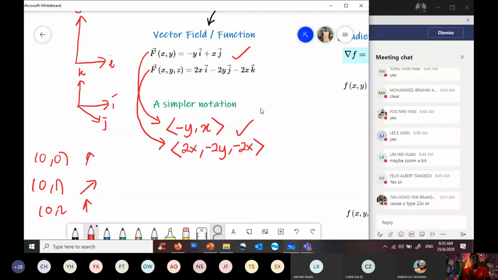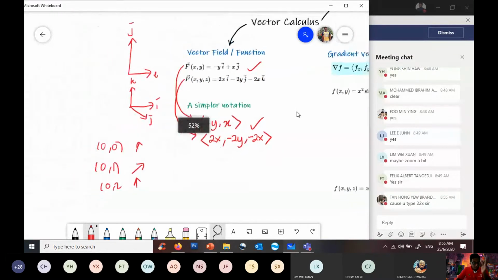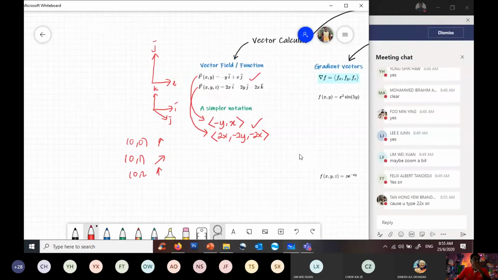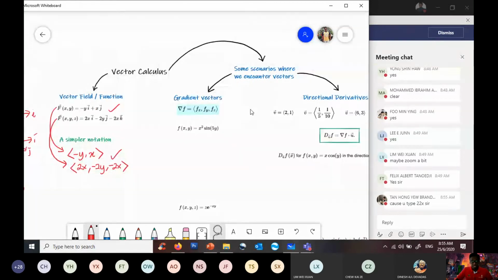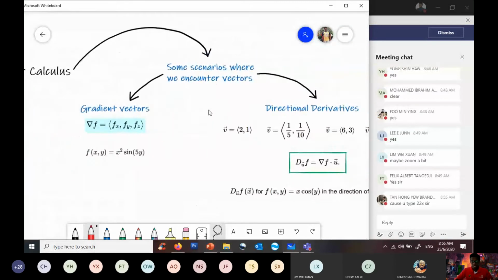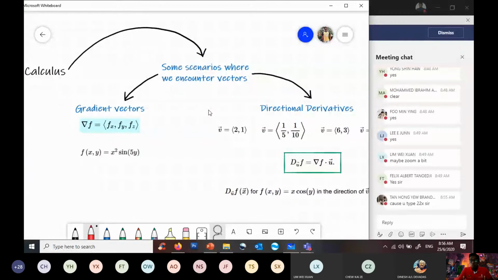But the key point in this chapter is not to plot any vector field or vector function. Oh, I typed 22x, isn't it? Sorry. Okay, all right. I didn't notice it. The point of this chapter is to teach you when you will meet vectors in engineering mathematics. Again, today I'm not going to cover every single thing, but two of them.